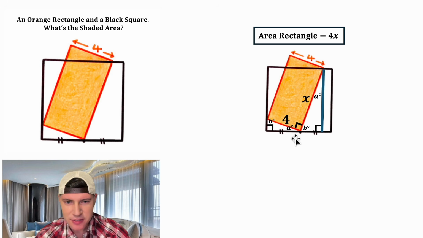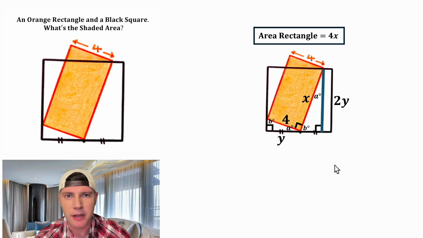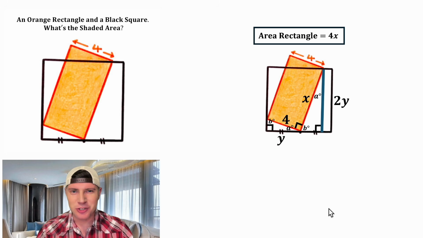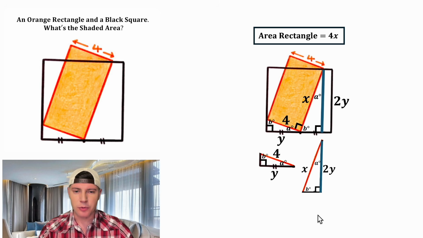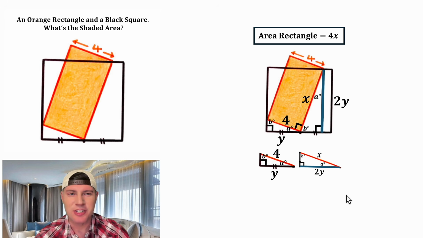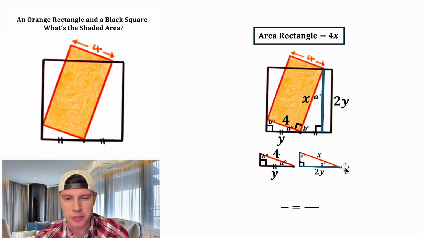Let's label this distance to this point here y. And that would make the entire base 2y, and the height would also be 2y. Does that make sense, y? Now let's focus on the two triangles. Let's copy this one down and scoot it over, and let's copy this one down and rotate it. Since these two triangles are similar, we can write a proportion. We can do hypotenuse over bottom equals hypotenuse over bottom. It'd be 4 over y equals x over 2y.